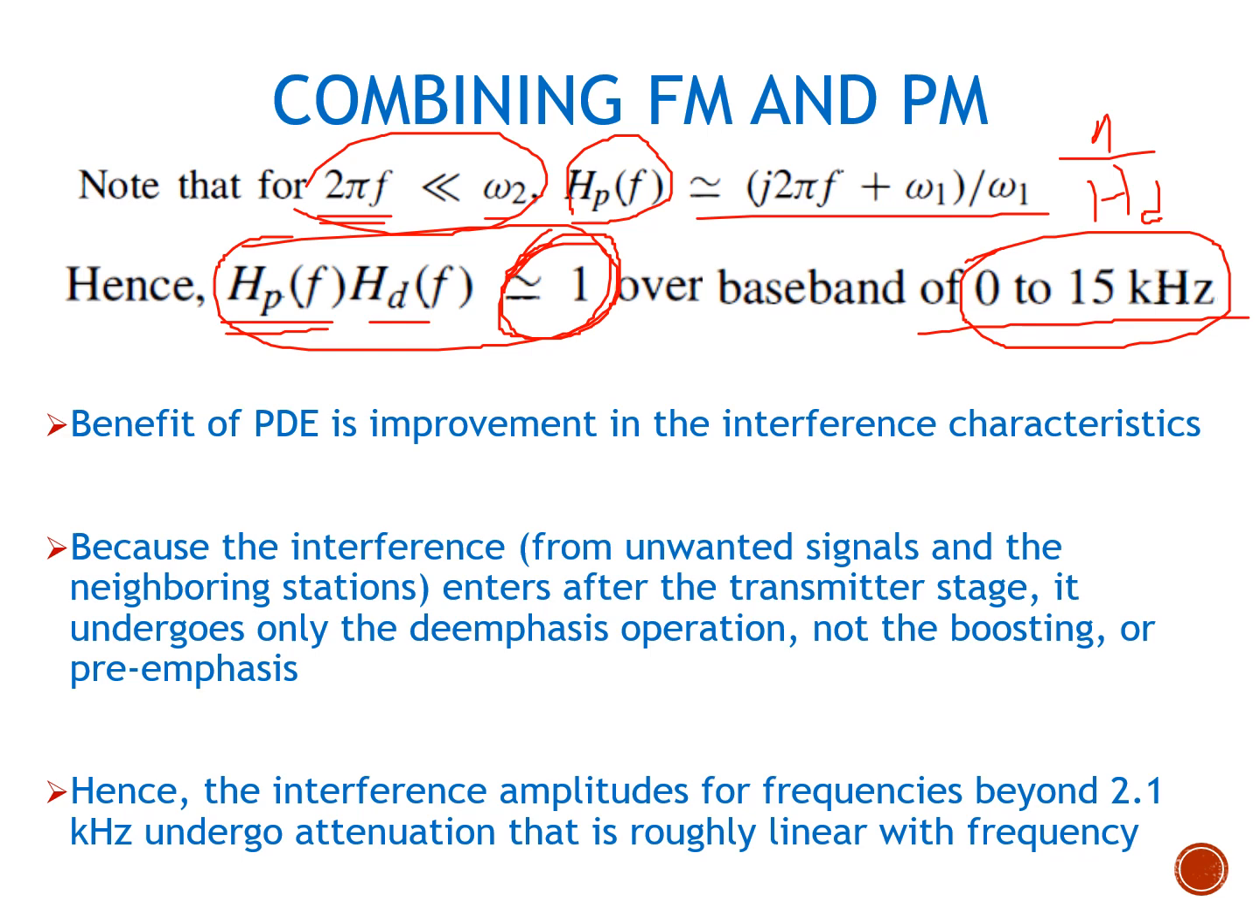The benefit of pre-emphasis and de-emphasis is improvement in the interference characteristics, because the interference from unwanted signals and neighboring stations enters after the transmitter stage. It undergoes only de-emphasis operations, right? So not the boosting or pre-emphasis. Hence, interference amplitudes for frequencies beyond 2.1 kilohertz undergo attenuation that is roughly linear with frequency, right? So this is the complete discussion about the pre-emphasis and de-emphasis circuit.